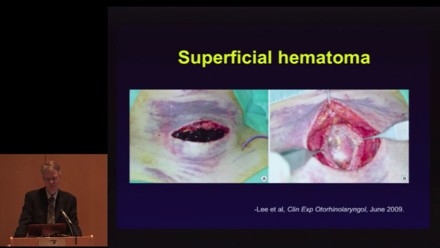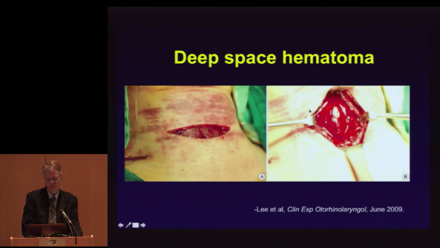These are some pictures of hematomas after thyroid surgery that were published a few years back, and this is a superficial hematoma, and this one is a deep space hematoma. Now this is the one complication that can happen that could be life-threatening, because if that hematoma compresses the trachea, then the patients have problems breathing after the surgery.